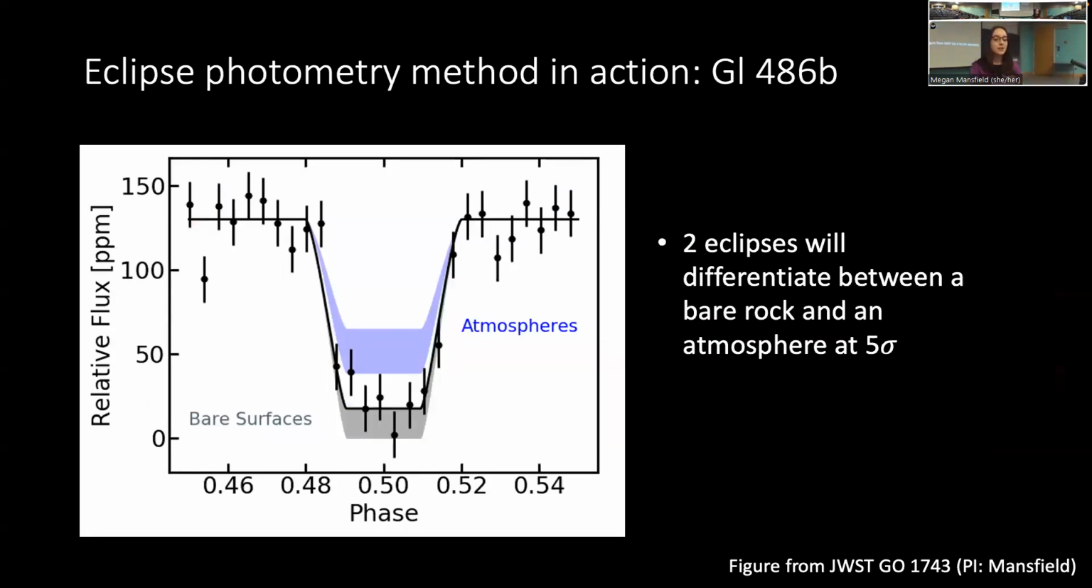So we're actually going to be using this secondary eclipse photometry method this year. Unfortunately, we're not getting data until May or June. But I'm leading a program to look at the terrestrial planet GL486b using this secondary eclipse method. This planet's about 700 Kelvin, and we're going to be observing two secondary eclipses, which here I'm showing are simulated data from that program. This is what we think we'll be able to see. And two eclipses should allow us to differentiate between a hotter bare rock surface and a cooler planet with an atmosphere at about a 5 sigma significance.